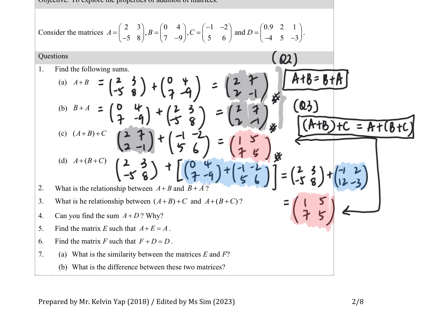Okay, question 4, they ask you, can you add A to D? Can we add matrix A to matrix D? Why? Different order. Because the matrices are of different order, you cannot add them up. The last column has no corresponding entry to add with. This is a 2 by 2 and this is a 2 by 3. So if they are of different order, you cannot add them, because this column got no friend.